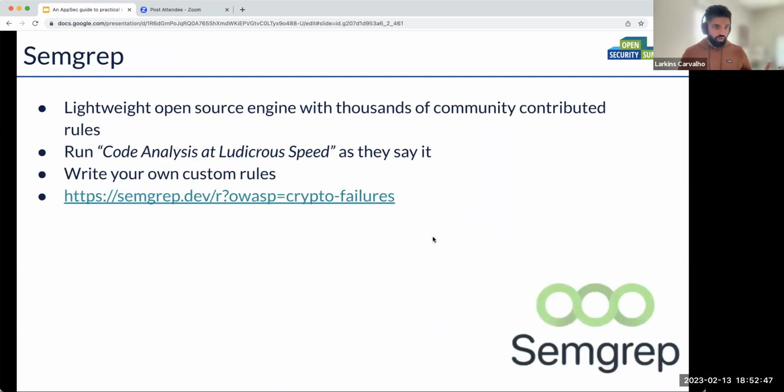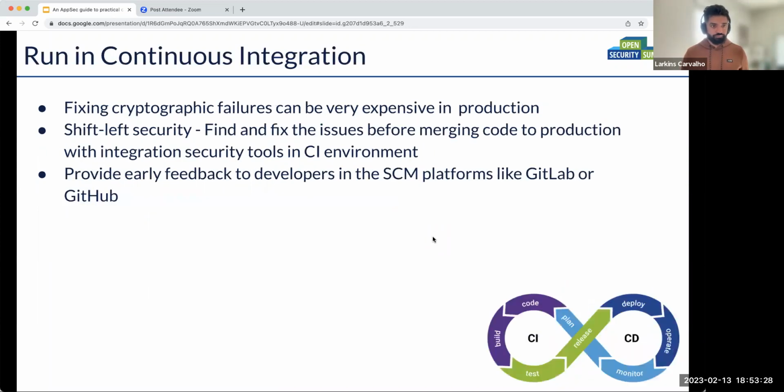I would like to talk about Semgrep. It's my personal favorite. It's a lightweight open source engine with thousands of community contributed rules. As they say, it runs code analysis at ludicrous speed. You can write your own custom rules, and they also have open source rules for crypto failures. If you click on this link and take a look at the rules they have, it's huge. They have crypto failure rules for different languages and frameworks, and based on the language and framework you use, you can pick some of them, run them on your source code, and get insights into what the crypto related implementations in your source code are.